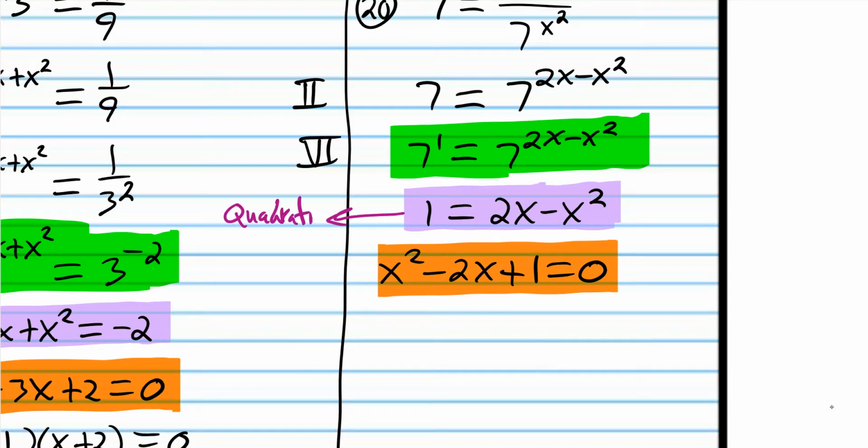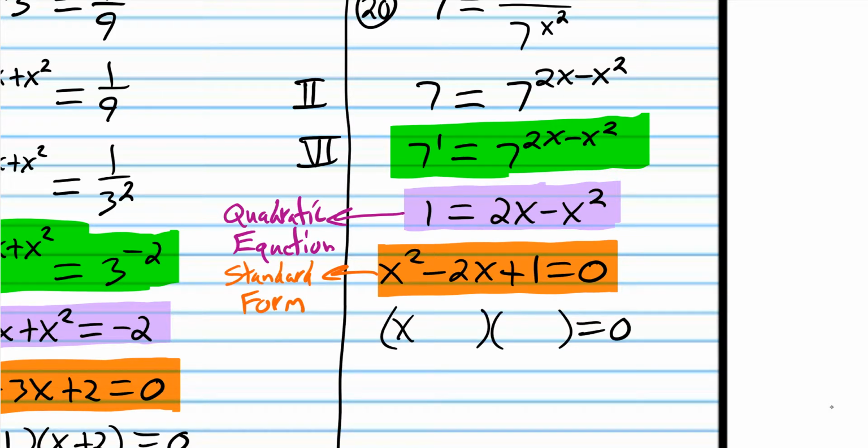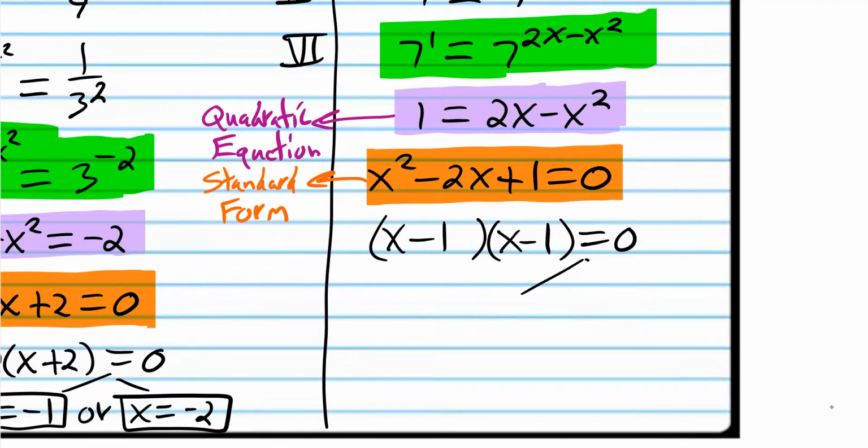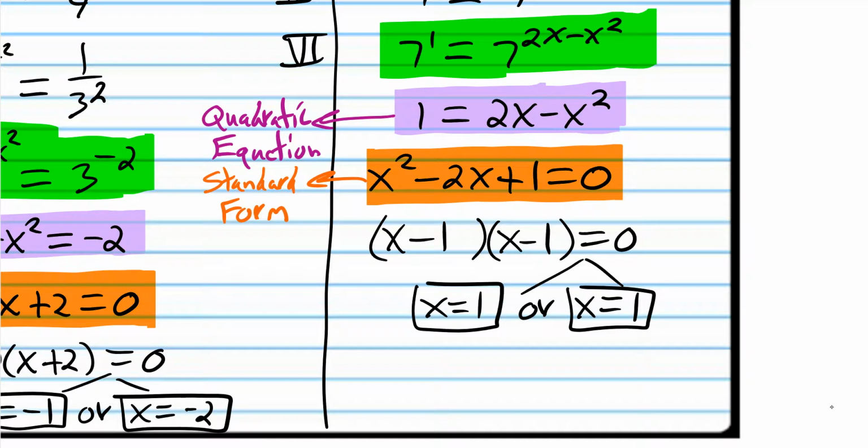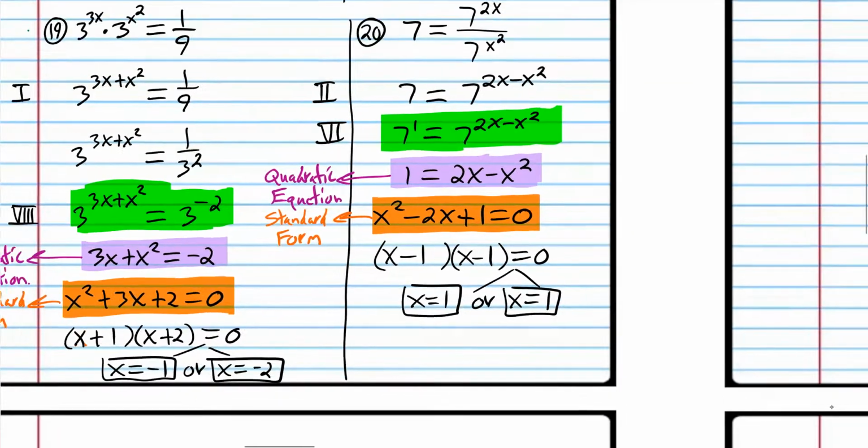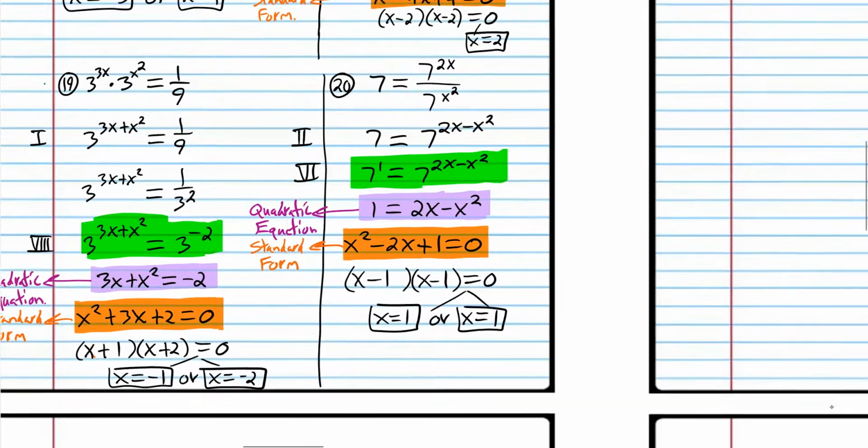So we have to recognize it as a quadratic equation, and we have to put the equation in standard form, or else we can't solve. So now we can solve by factoring. What two numbers multiply to 1 and add up to -2? I think we already had a problem like that. And so the answers are just going to be 1 or 1, and you don't have to write them twice. Okay, so if you got that answer, good job.